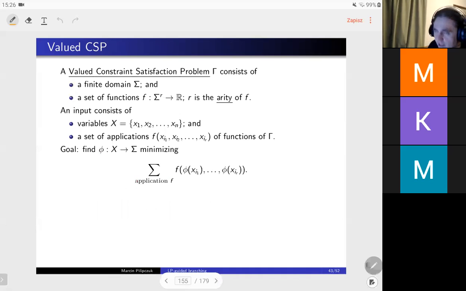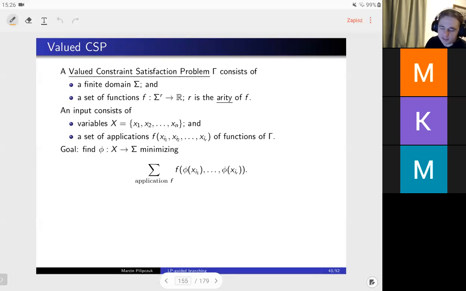Let's go further. We need a language to speak about this, and this is something called valued constraint satisfaction problems. So we want to generalize vertex cover in the following way. This is a super abstract slide, but you have a number of variables. You can think of them as nodes in the graph. Okay, you have some variables.